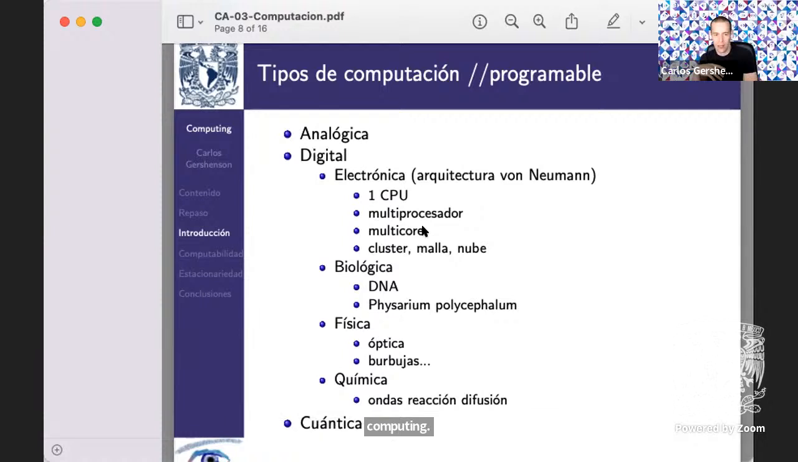And within digital computing, you have different types. Most common is electronic computing, and this follows von Neumann architecture. We'll see that in a little bit. And within that, we have different types with one central processing unit, several processors, several cores, and we also have clusters of computers, grids, clouds, and whatever comes next.